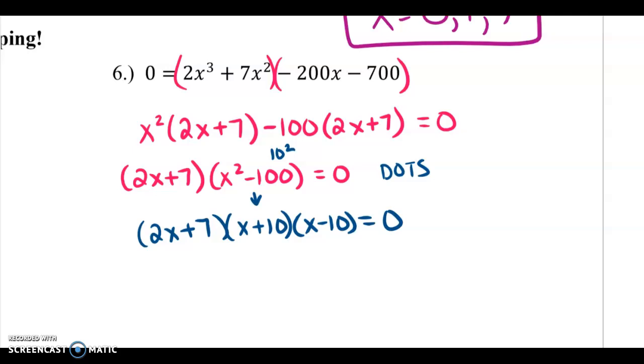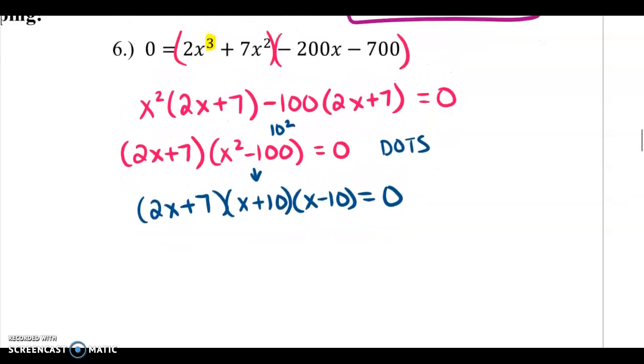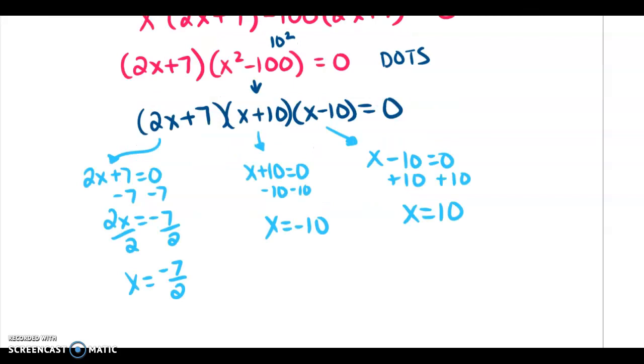Looks like I'm going to have 3 answers, which is what I should have because my highest exponent is cubed. So I'm going to go through and write down what those 3 answers are. So I showed the work here of finding those 3 answers. So the first one is -7/2. Then I've got a -10 and a 10. So writing in from least to greatest order, it's a -10, -7/2, and a 10.